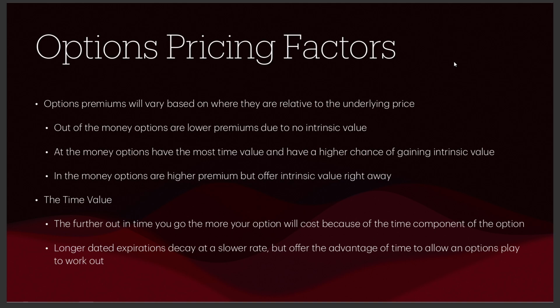Why some people don't go as far out in time is simply because of cost, or because they think the move for the underlying stock will happen much faster than your predetermined strike price or expiration date. So when you're looking at options pricing, one, it has to do with where it is: in the money, at the money, or out of the money. And the second is how much time are you buying for this option to play out?